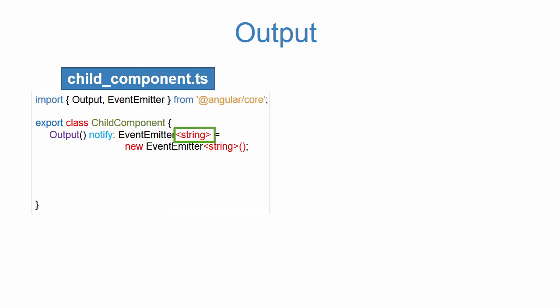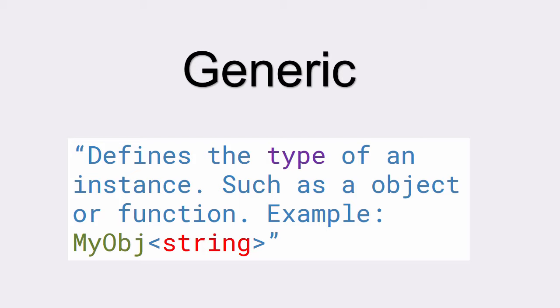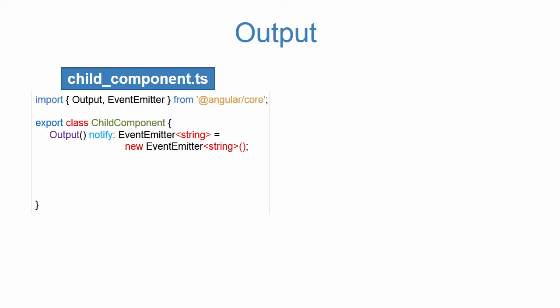And that's what these greater than, less than symbols, known as a generic, are doing. It's setting up this event emitter to a type of string. So generic is a feature of TypeScript that simply defines the type of an instance, such as an object instance or a function instance. So we set notify as type EventEmitter and set it equal to a new instance of EventEmitter that is of type string, and then we invoke our event emitter using parentheses. We're using a type of string here because we're going to be emitting a value that is a string.